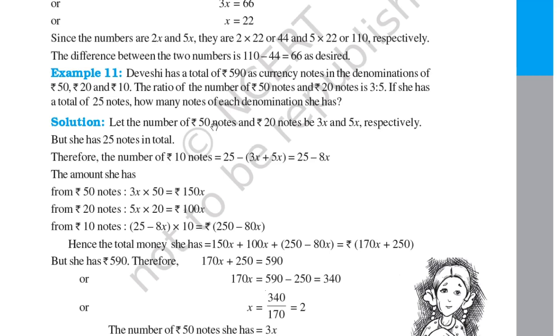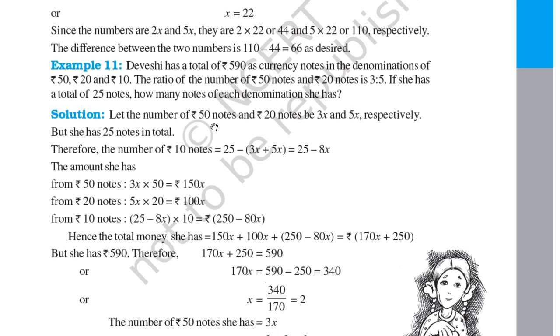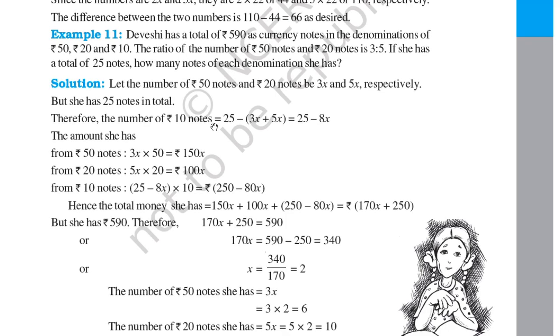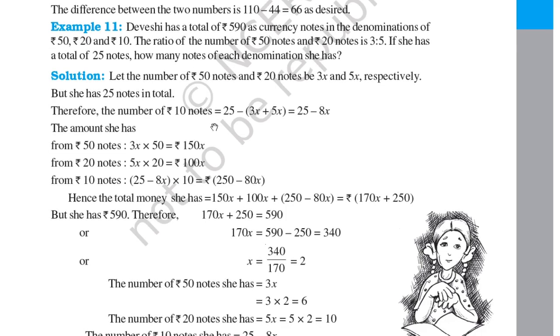Example 11. Devishi has a total of ₹590 as currency notes in the denominations of 50, 20 and 10 rupees. The ratio of the number of 50 rupee notes and 20 rupee notes is 3:5. If she has a total of 25 notes, how many notes of each denomination does she have? So we will see the solution here.